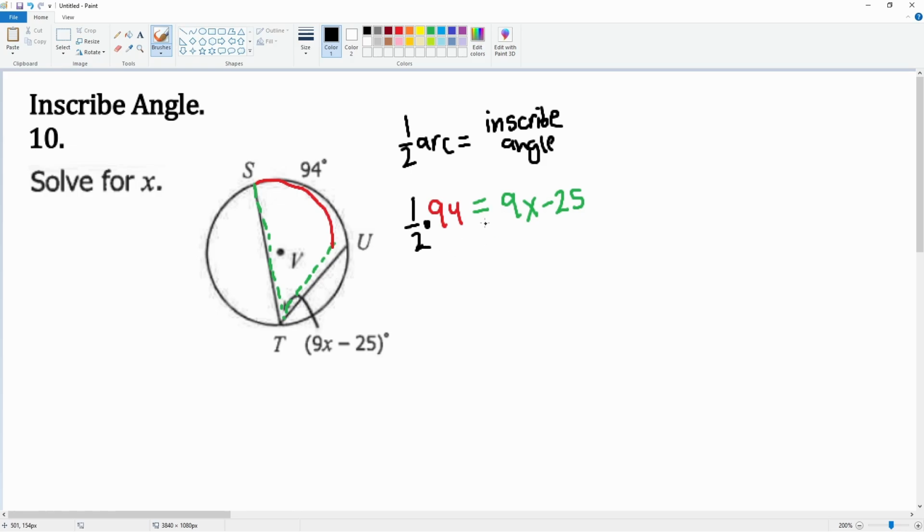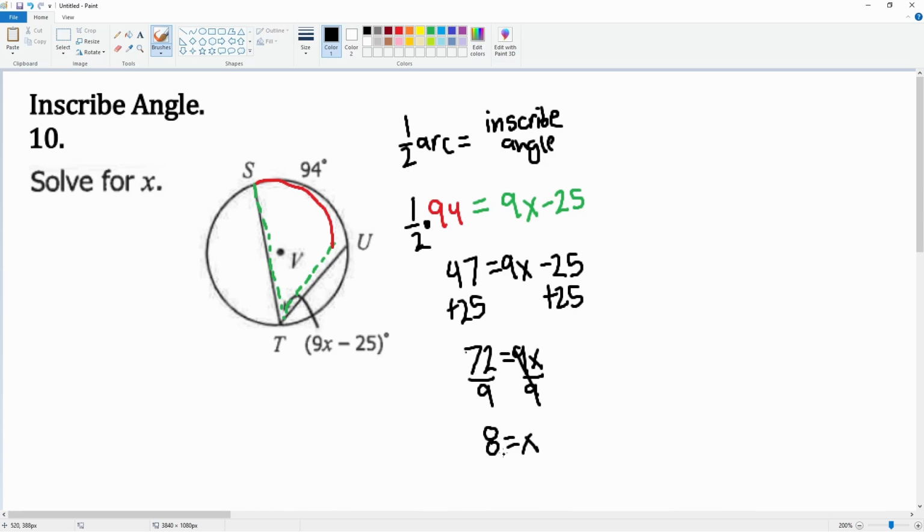What's a half of 94? That is 47, which is equal to 9x minus 25. We add 25 to both sides. 47 plus 25, that gets us 72 is equal to 9x. Divide by 9, this gets us 8. This cancels. So 8 is equal to x.